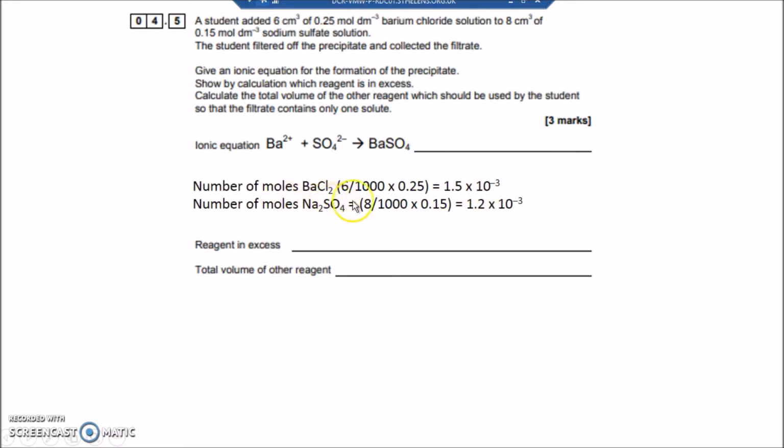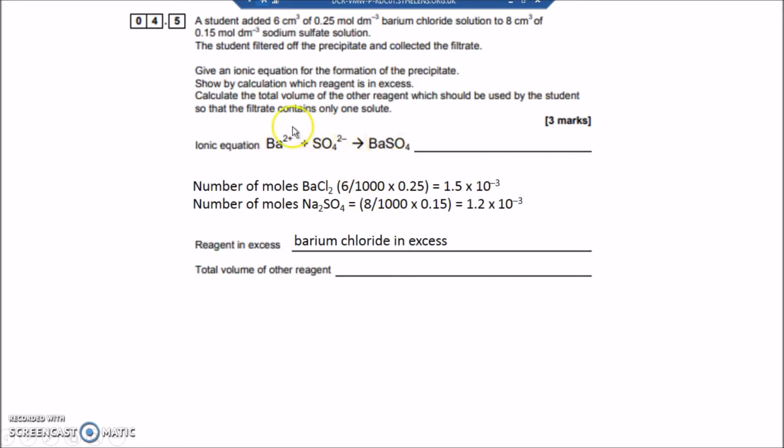Number of moles of sodium sulfate: again I take the 8 cm3 and divide it by 1000 to get 0.008 dm3. Concentration 0.15 is moles divided by 0.008. Multiplying 8 divided by 1000 by 0.15 gives you the number of moles of sodium sulfate. Which one's in excess? Well, the larger value is barium chloride, so barium chloride is in excess.